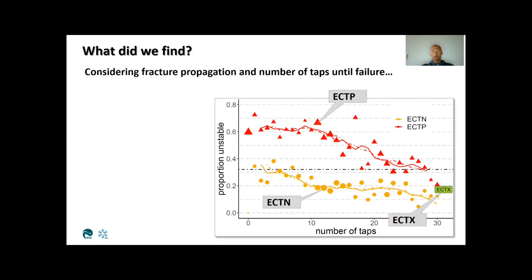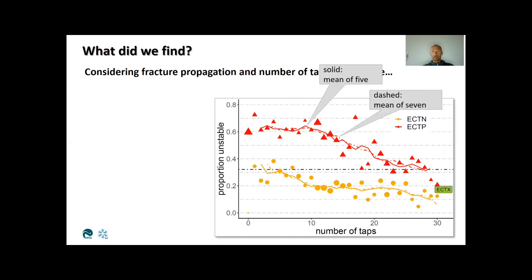In this plot, the red triangles refer to ECTPs, the orange dots to ECTNs, and the green square on the right to ECTX. Furthermore, I plotted a solid and a dashed line, which represent the mean of 5 or the mean of 7 number of taps combined to facilitate the analysis a little bit.